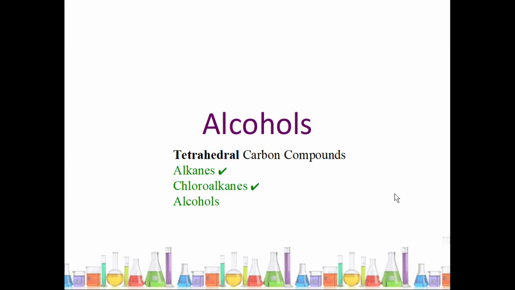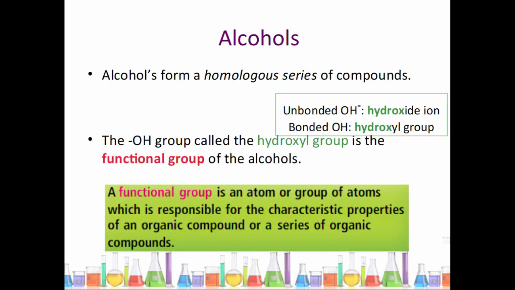Hi guys, so the next topic on chapter 22 is looking at alcohol. So these are our final tetrahedral carbon compounds. Alcohols are a homologous series of compounds. You can recognize them from the OH group that they'll have at the end of them.